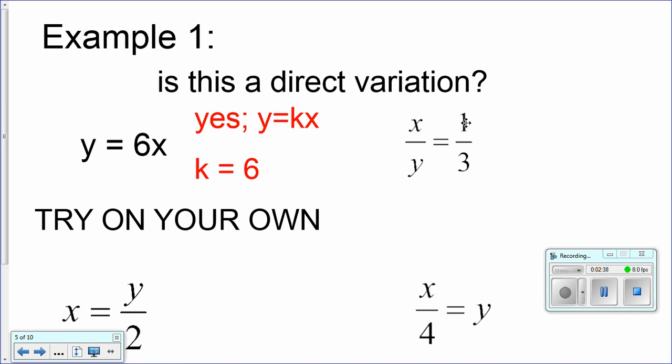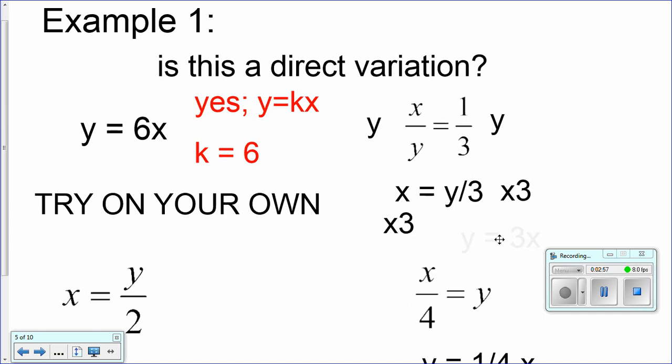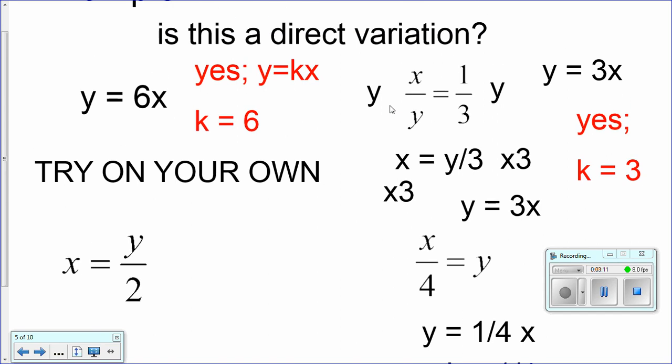x over y equals 1/3. Well, we need to get y by itself first. So it's in the denominator, so I need to multiply by y on both sides. So now I get x equals 1/3 y, or y over 3. Then I can multiply by 3 on both sides, which gives me y equals 3x. Yes, that is a direct variation, where 3 is the k, because it's written in the same form, y equals kx.